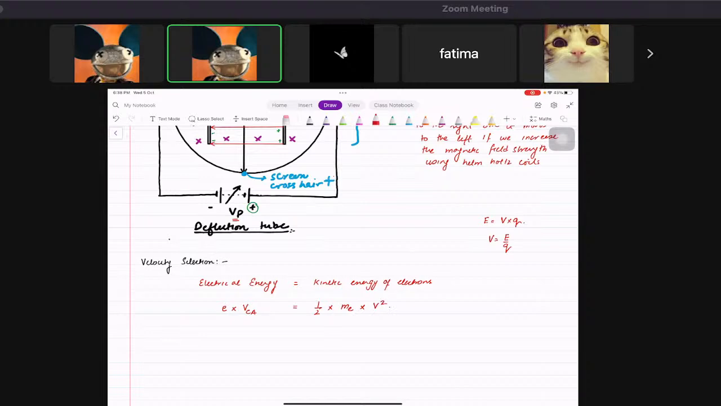So when you make v the subject of the equation, it is going to be the root of 2 times e times Vca, that's the voltage provided in the electron gun section, divided by the mass of the electron. This basically gives you the selected velocity. Now if you look at the equation itself, you'd realize that mass of electron is constant, charge on electron is constant, but if you change the voltage across the electron gun section, it would speed the electrons up or slow them down depending on how much electrical energy you're putting in. Do you guys understand this?